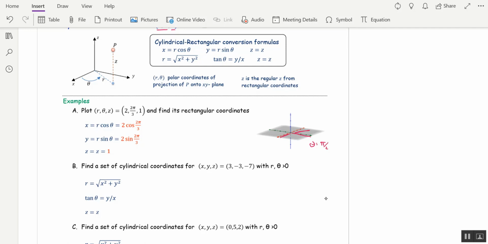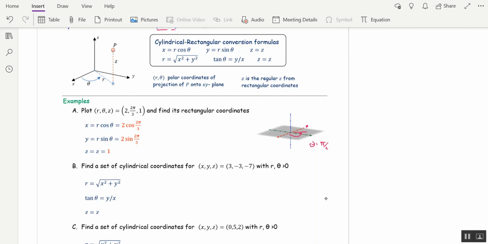Let me erase some of this stuff. We're going to go to the angle 2 pi over 3. We're going to go 2 units out in that gray plane. And then since z is 1, we're going to go up 1 unit. So we're going to be about there. All right, so it looks like x is going to be negative, y will be positive, and of course z is just z, so z will be 1.